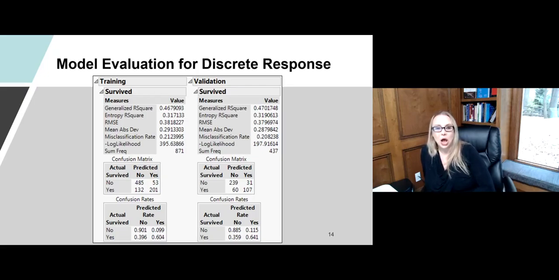So here we can automatically see the actual yes that was predicted as yes with our sensitivity. And so here our sensitivity was 64.1% and our specificity here was 88.5%. So again, this output is very similar to what you have seen in the past.